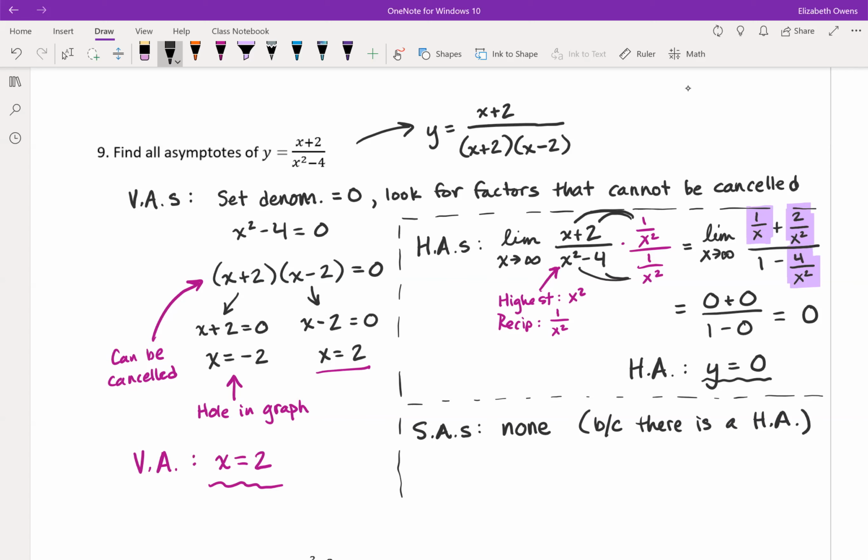Okay, so there are our results. Vertical asymptote x equals 2, horizontal asymptote y equals 0, no slant asymptotes.